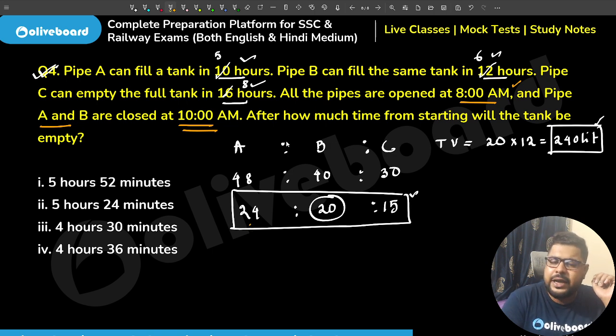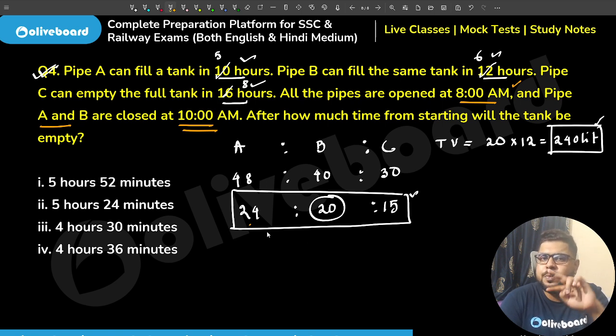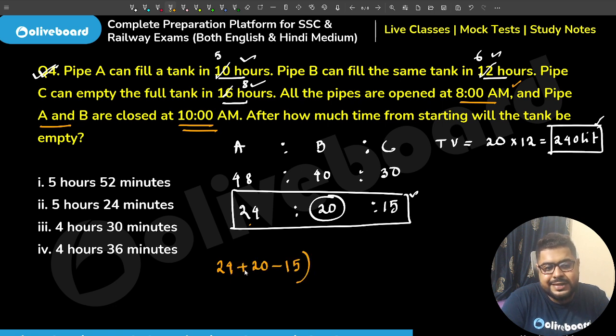So from 8 to 10, for the first 2 hours, all the pipes were opened. So how much water will be filled, sir? So 24 plus 20, but 15 will go out because C is the outlet. This was done for 2 hours. Now A and B are closed. So this much water has been filled.